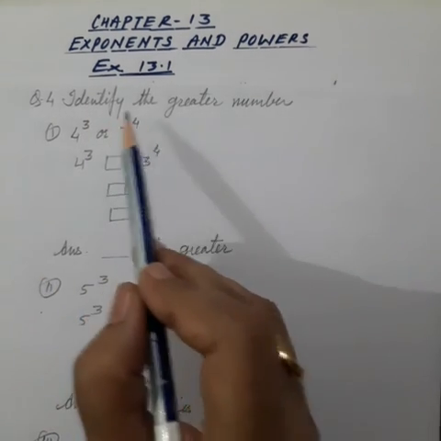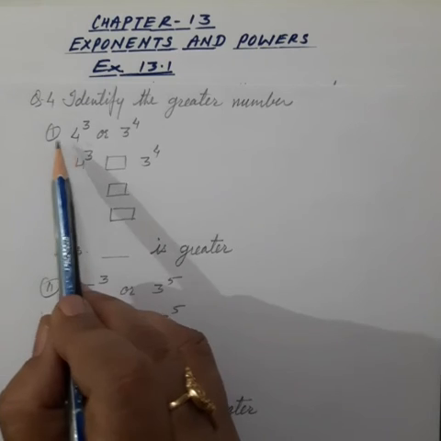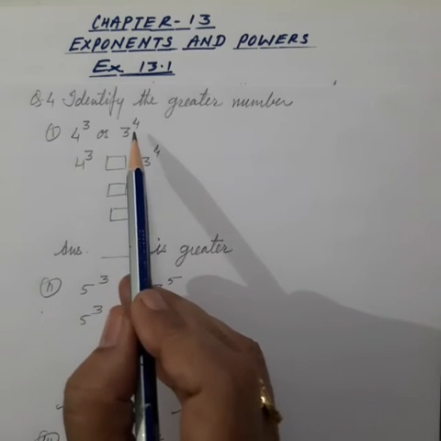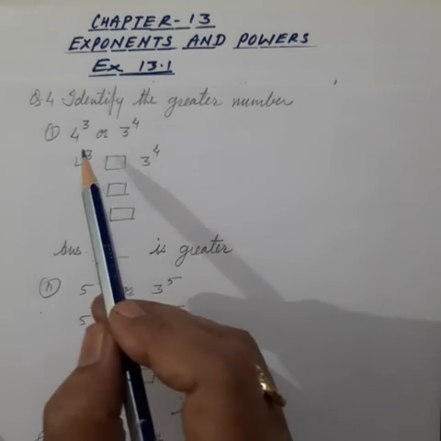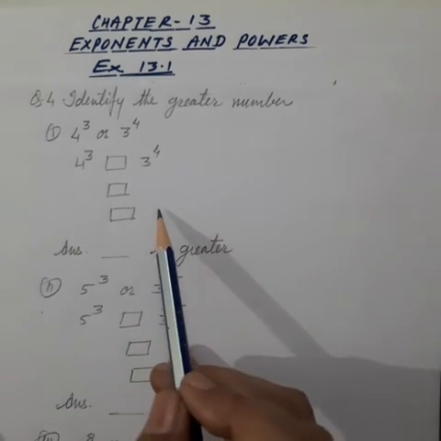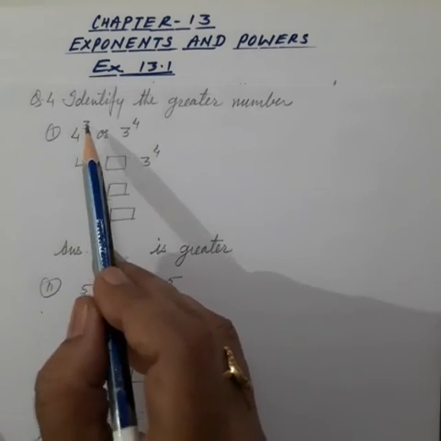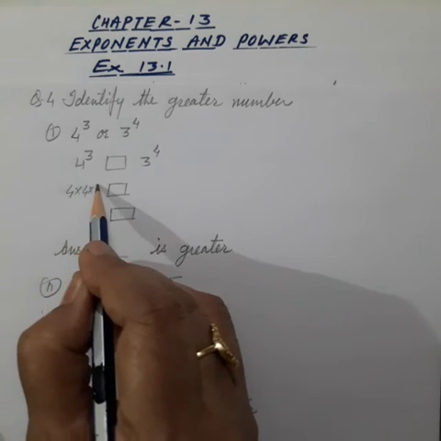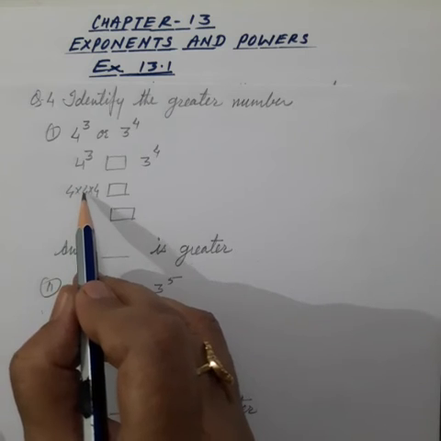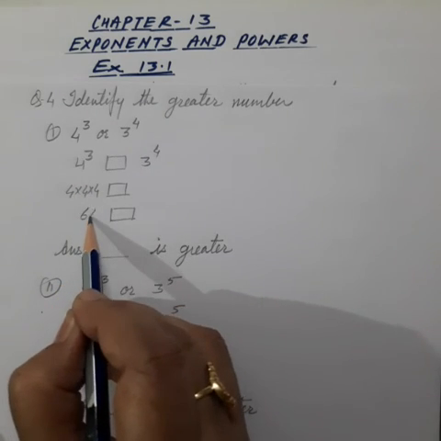Question 4. Identify the greater number. First, here two numbers are given in their exponential forms. So to find out which number is greater, first we have to find out their values. 4 cube. 4 is repeatedly multiplied by itself 3 times. 4 4s are 16, 16 4s are 64.